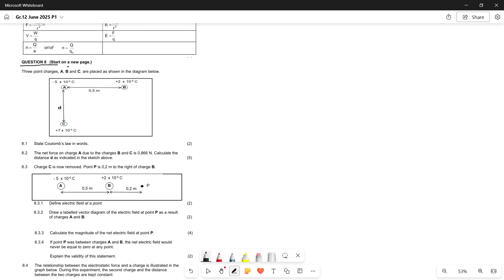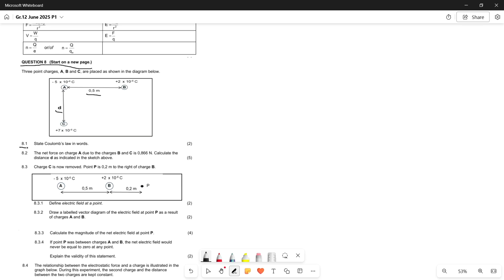So question 8 says 3 point charges A, B, and C are placed as shown in the diagram below. So we have A here with minus 5 times 10 to the negative 6 coulombs, B is positive 2 times 10 to the negative 6 coulombs, and then C over here is positive 7 times 10 to the negative 6 coulombs. Cool, we have the distance here between A and B, and we do not have the distance between A and C. So that is most likely going to be a question coming up.